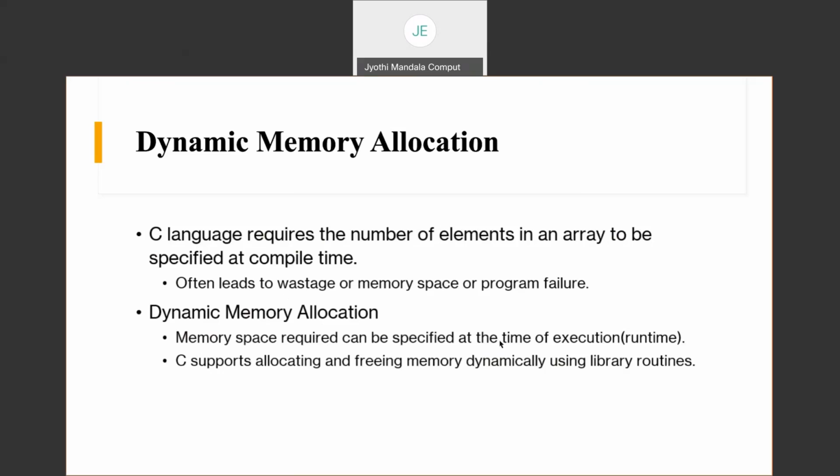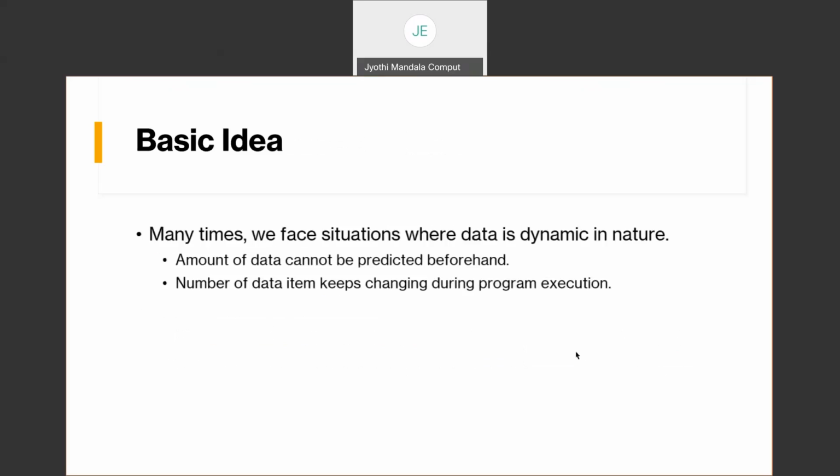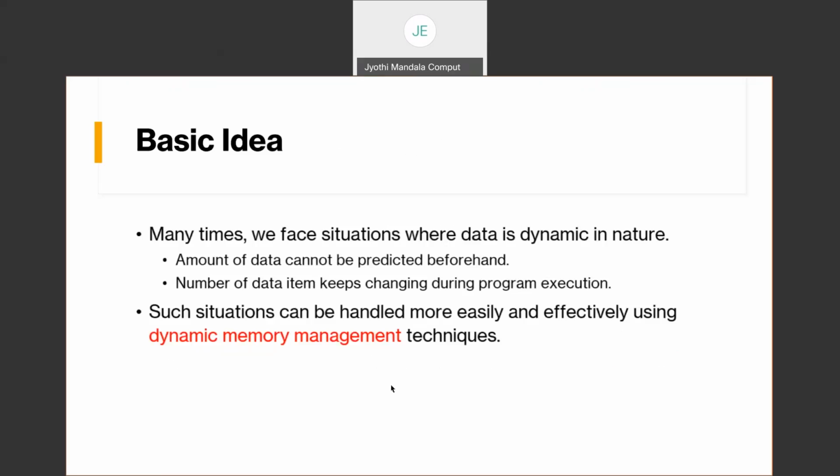And once you have allocated and your work is done, you can free that memory also for other purposes. So allocating and freeing of memory can be done dynamically at runtime by routines, which are called dynamic memory allocation. The basic idea behind this is that the amount of data cannot be predicted. Normally, on a day-to-day basis, we can't predict the amount of data beforehand, and the input we want to give keeps on changing, isn't it? So to solve that problem, we can effectively manage our memory by using these dynamic memory management techniques.